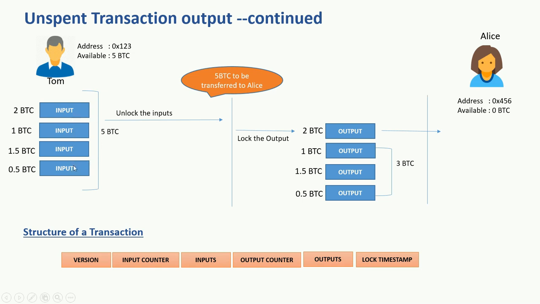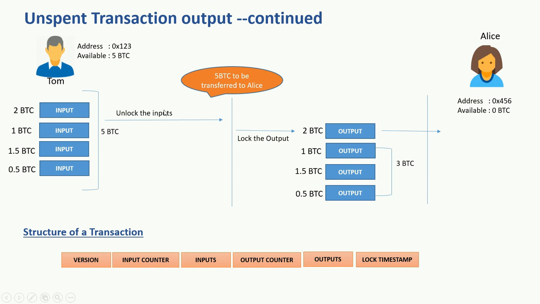Now when Tom decides that he has to send 2 bitcoins to Alice, it has to be from any of these inputs. So he'll have to take, say, these 2 bitcoins and unlock the inputs. You are trying to spend, so you have taken this input and you are locking the output, nothing but the amount you are trying to spend. 2 bitcoins are being spent, so this is locked. And the remaining 3 bitcoins will be sent back to Tom himself. So this input is unlocked, and then it is locked, and then finally it goes to Alice in the transaction.